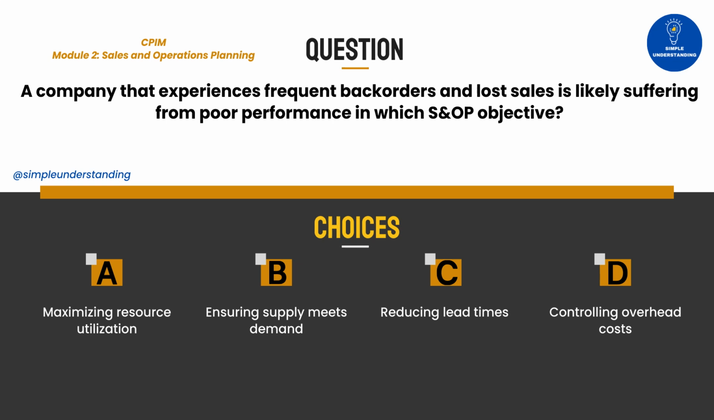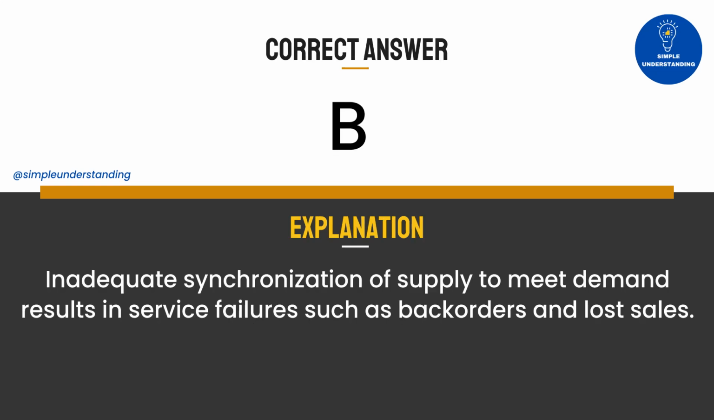Question 4. A company that experiences frequent back orders and lost sales is likely suffering from poor performance in which S&OP objective? A. Maximizing resource utilization. B. Ensuring supply meets demand. C. Reducing lead times. D. Controlling overhead costs. Correct answer, B. Explanation. Inadequate synchronization of supply to meet demand results in service failures, such as back orders and lost sales.